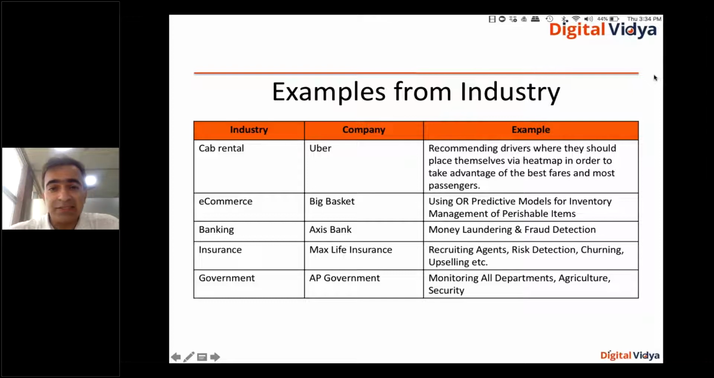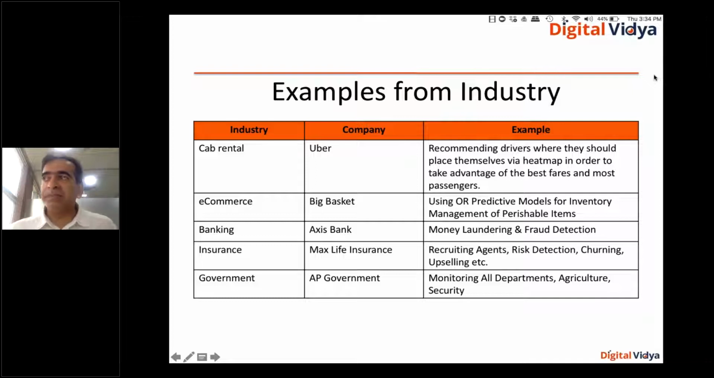As far as security is concerned, with some private companies, they've deployed drones on all the highways to monitor how the patrolling vehicles are working. Are they really doing their job or not? And in agriculture and other areas, they are trying to build applications using machine learning in all the departments of the government.